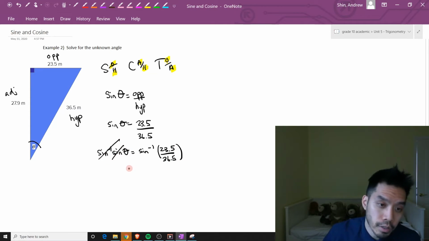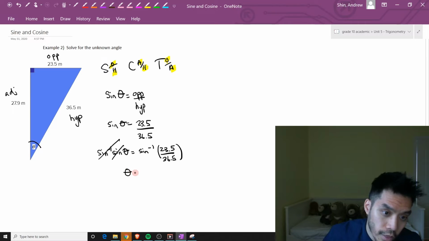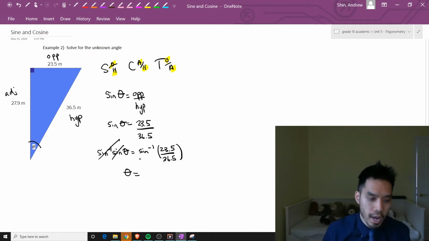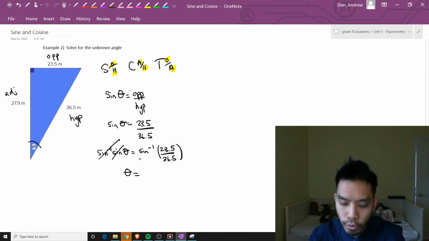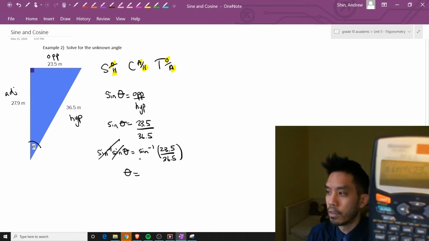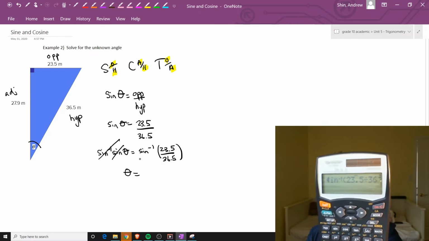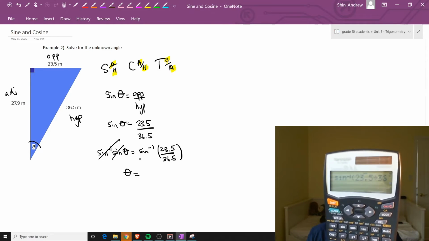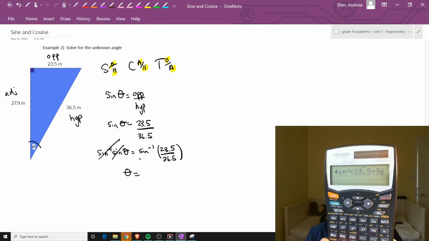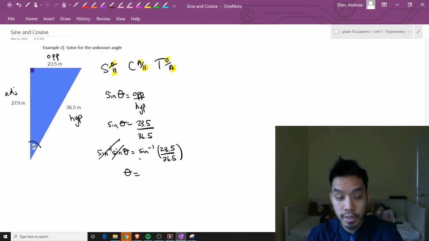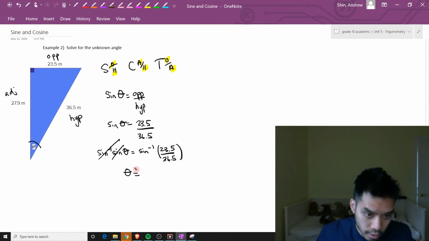These are opposite operations, and we're just left with theta. We've isolated for theta, and now I can take sine inverse of 23.5 over, so bracket, make sure you put it in brackets, 23.5 divided by 36.5. And I'm going to show you what I'm doing on my calculator. That is what I have in my calculator. Okay, so I took the sine inverse first and then put the brackets 23.5 divided by 36.5. And then I just press equals. And that's going to give me approximately, so I'm going to put my approximate symbol here, 40 degrees.